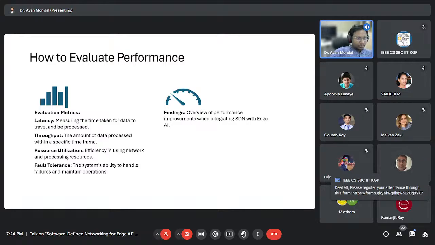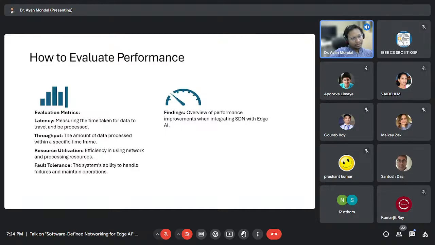Also, resource utilization is one of the promising things, and you can check what the resource utilization is if you don't use SDN over the edge, and what it is with the edge. That's how we try to evaluate the performance. Fault tolerance is one of the inherent network metrics that we use to check the performance of any kind of network. It might be edge, cloud, or traditional network, any kind of network that you can think of.